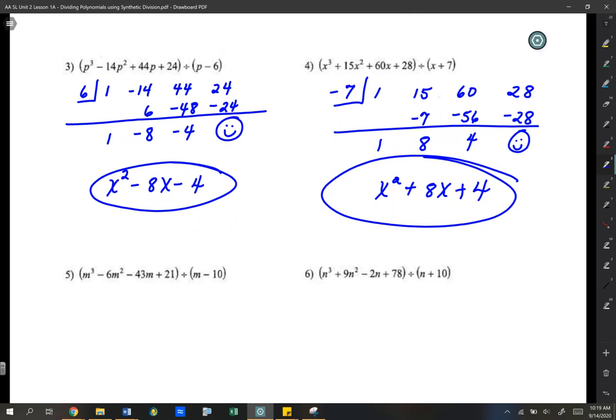Actually, I just noticed that with number 3, we were working with p's, so I just want to change these to p squared minus 8p.